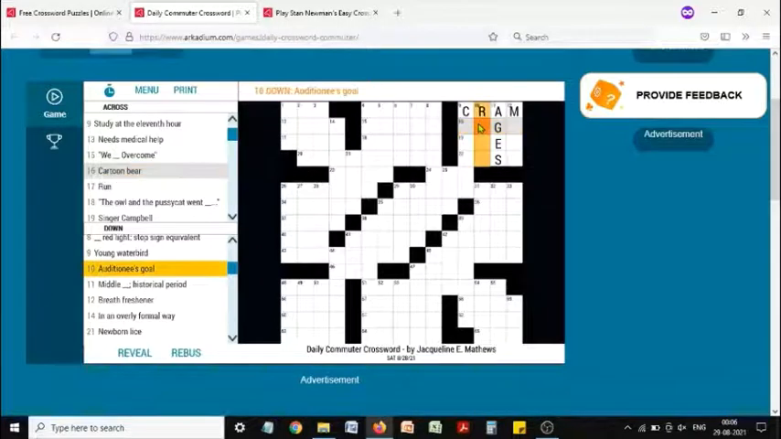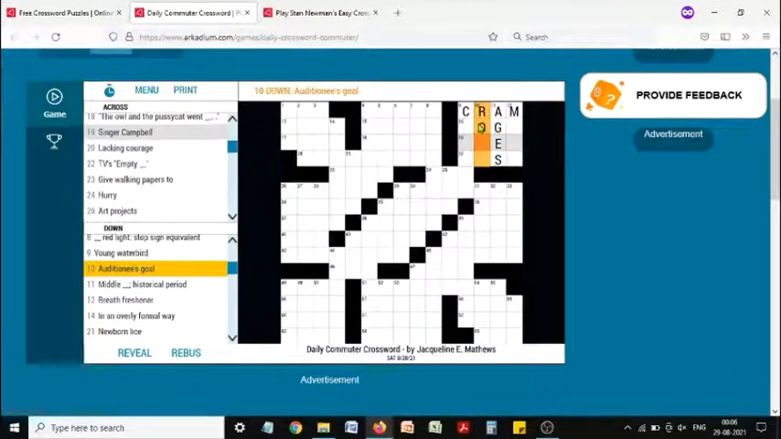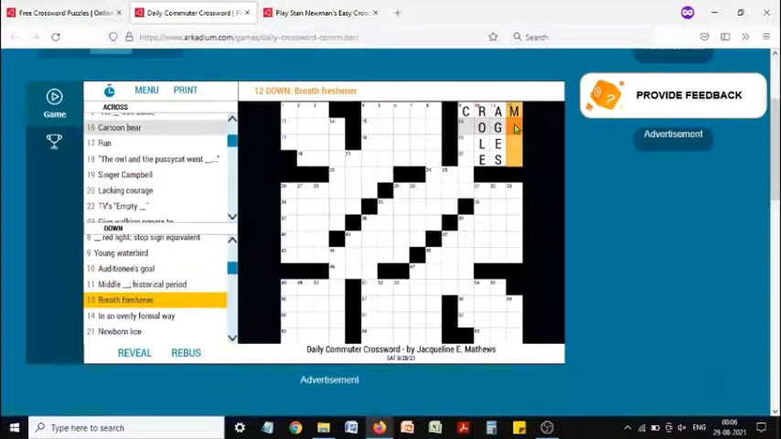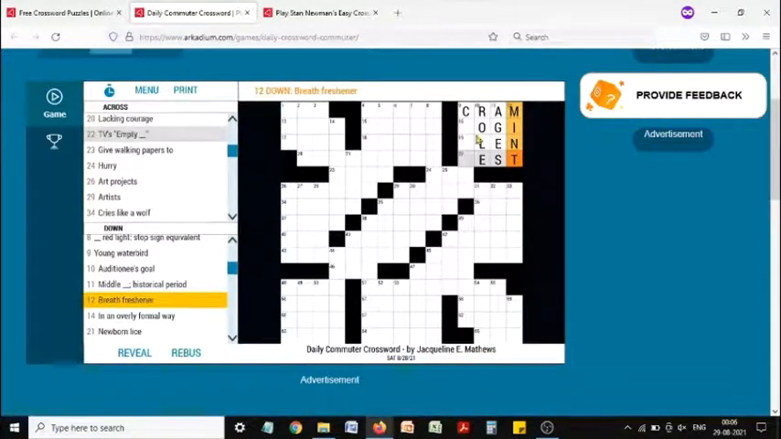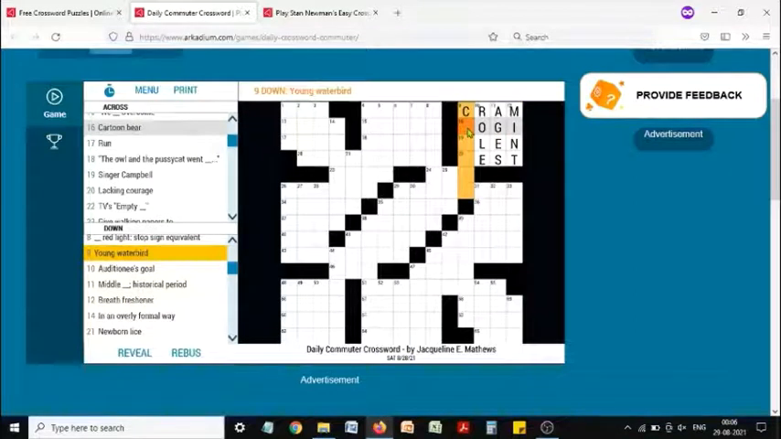So what does someone who auditions want? They want a role, right? You always audition for a role. Breath freshener. This is a mint. Now let's look at what is 16 across. Cartoon bear. This is Yogi. Yogi Bear is one of the cartoon characters.